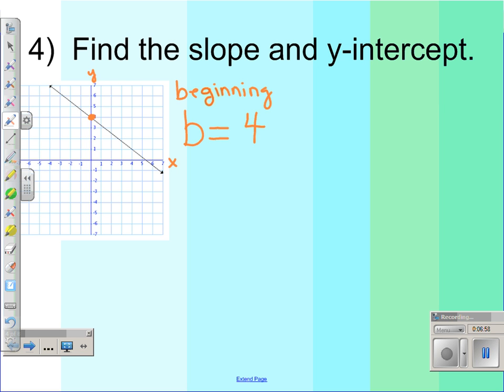If I were to write that as an ordered pair, it's always x and then y, so that would be (0, 4): 0 for the x, meaning from the origin I didn't move at all, and then I went up 4, or positive 4 for the y-intercept. The slope, I notice right away is negative because the line is going down, so I'm going to go ahead and put that negative there so I don't forget. It's very important to identify whether it's a negative or a positive.